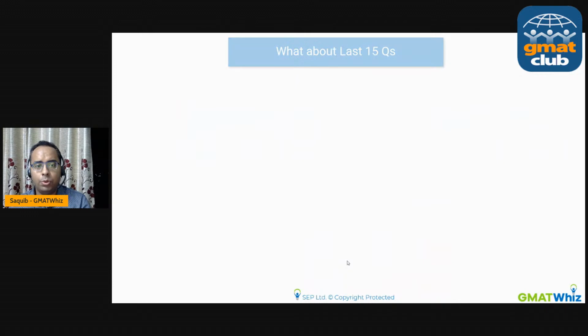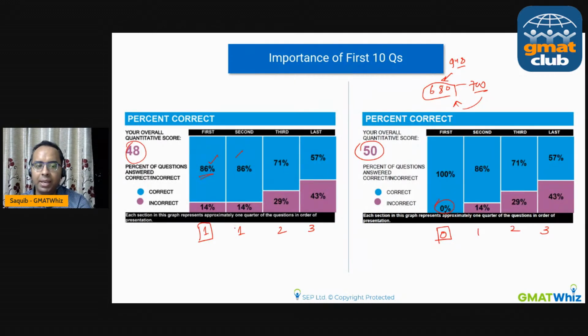Please understand, when I showed you this, I ended up making one mistake here, right? But I still ended up with a 48. And there are numerous combinations. These are some of the combinations that I'm showing you. There could be a combination where somebody might have made 1 mistake here, 2 mistakes here, and ended up with a 46, 47 also.